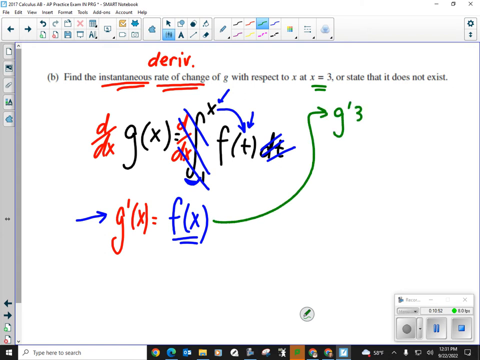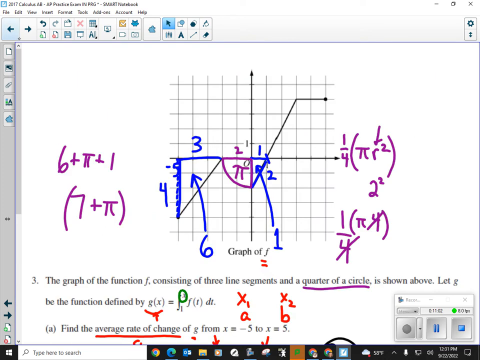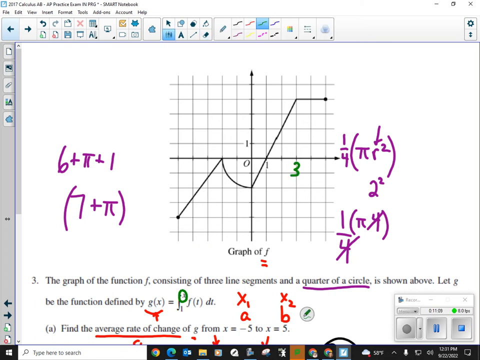G prime of 3 means I'm going to just want f of 3. All right, well, let's go back to our graph, because we have the graph of f. Let's find out what that coordinate is. No, man, who made this mess? What a jerk. All right, anyways, 3 right there.